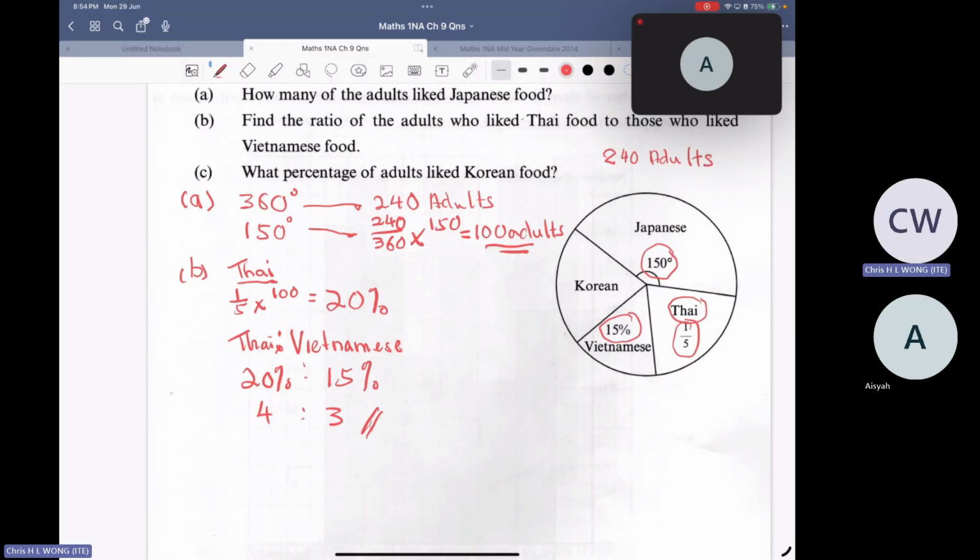What is the percentage of people who like Korean? Korean, nothing, you notice Korean, nothing here. No degree, no percentage, nothing. But you already found out earlier, this is 15%, this is 20%, maybe I write down 20%.